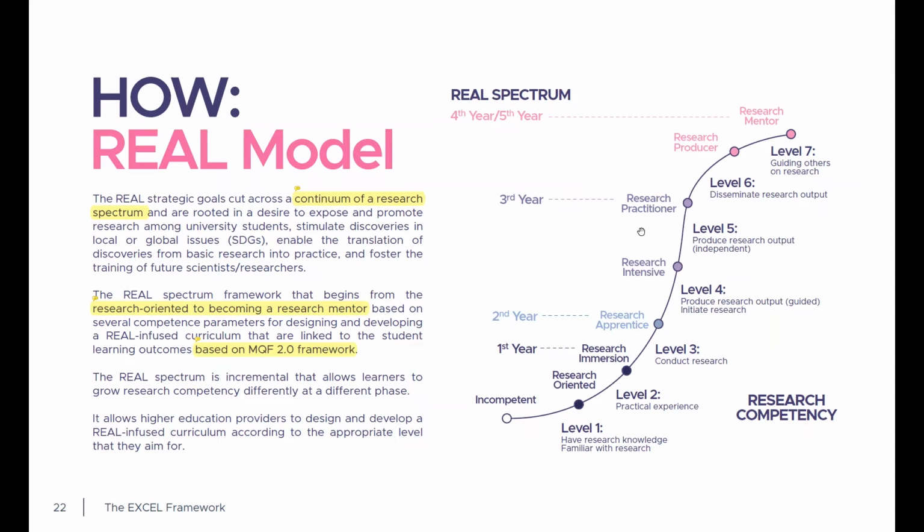So there are level 1 to 7, which is distributed along the year. So you can see the bar is getting higher and higher. As it goes higher, it means that the level of research knowledge that the students gain is getting higher. So all these are complying with or based on the MQF 2.0 framework, Malaysian Quality Framework version 2.